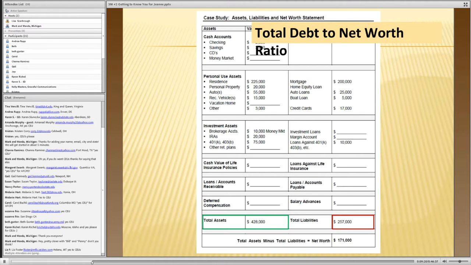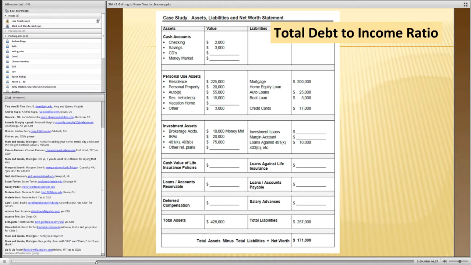Total debt to net worth. Bill and Penny's liabilities are $257,000. But their total assets, all in, including what they have in brokerage accounts, savings accounts, and the value of their home, is at $428,000. We'd like to see the total debt to net worth ratio at 1 or below, and here's where we are. So they have a positive net worth. Still no problems with Bill and Penny.